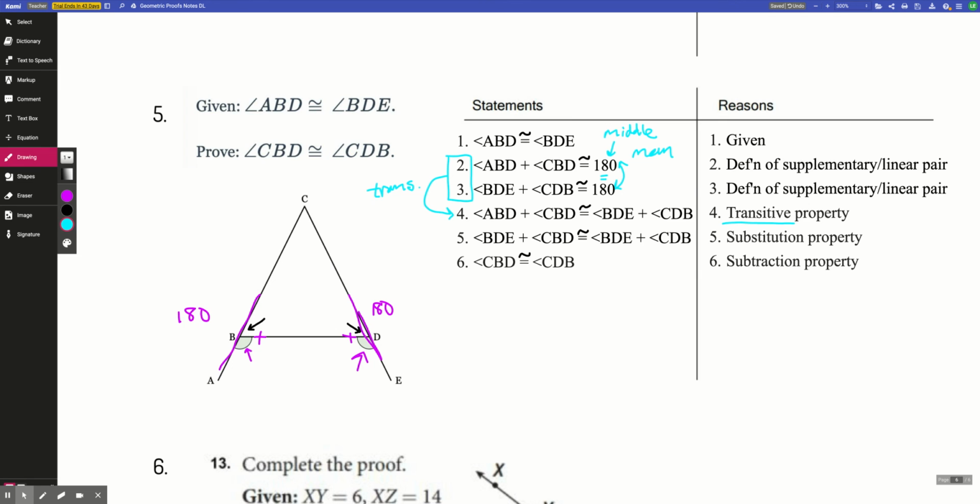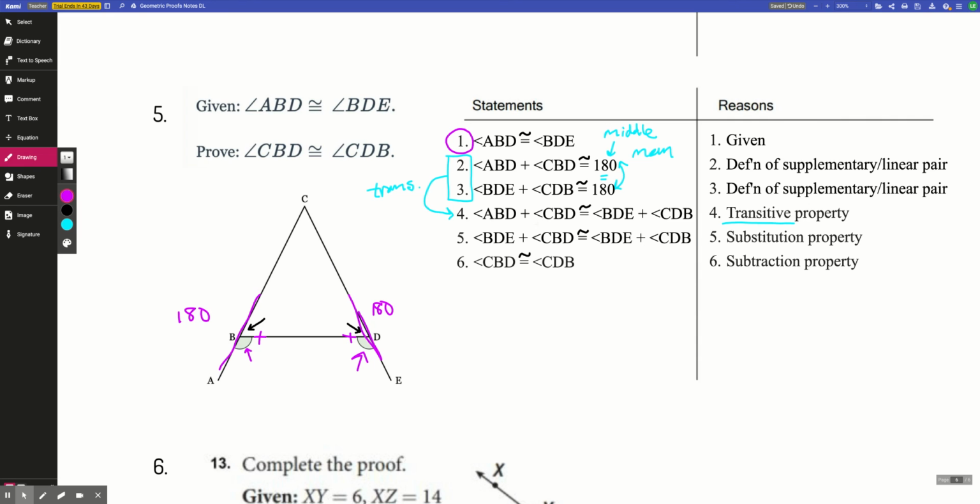Okay, and now I'm going, well, okay, what reasons have I not used yet, right? What statements have I not used yet? And I haven't used this one, right? Remember that in proofs, they're never going to give you something that you don't need. So they told us this because we will need it in order to complete our proof.